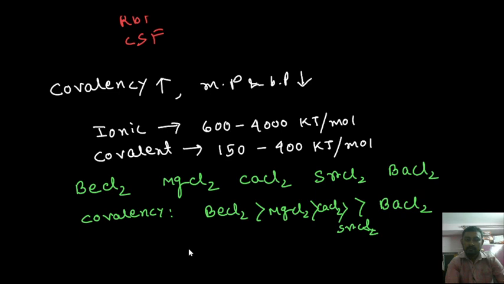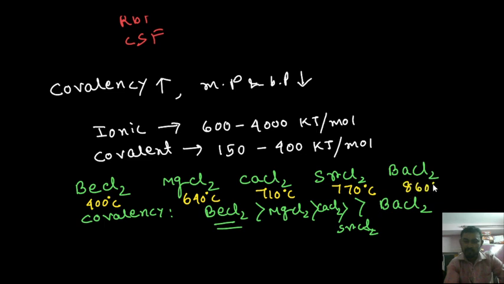As beryllium chloride is maximum covalent, its melting point is minimum. Generally the observed melting point is 400 degrees centigrade. For magnesium chloride, it will be around 640 degrees centigrade. This is 710 degrees centigrade, this 770 degrees centigrade, and this is around 860 degrees centigrade. So with the increase in the covalency, the melting point decreases.